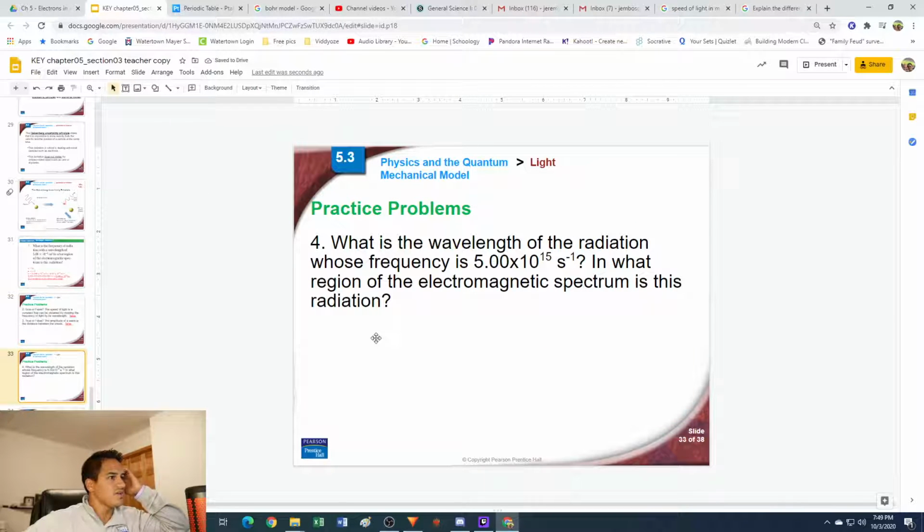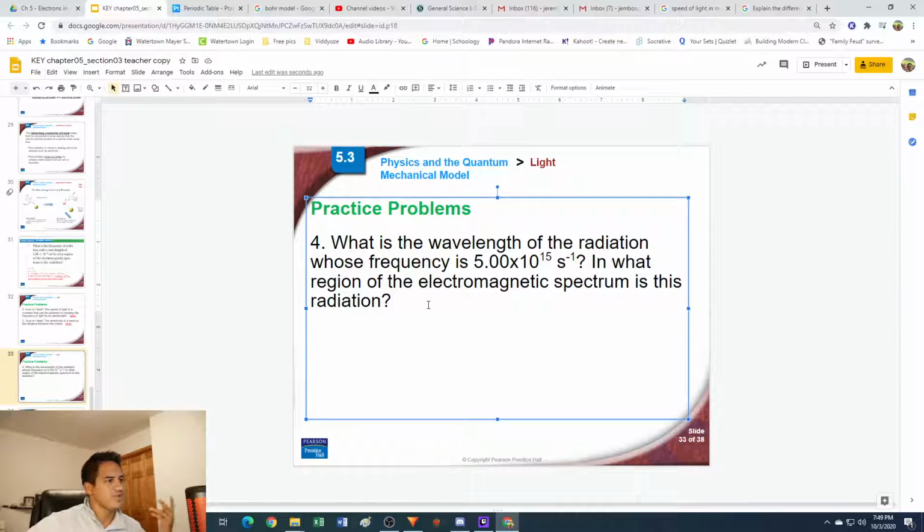All right, number 4. What is the wavelength of the radiation whose frequency is 5.0 times 10 to the 15th inverse seconds? In what region of the electromagnetic spectrum is this radiation? Okay, so it's basically the same as question number 1.